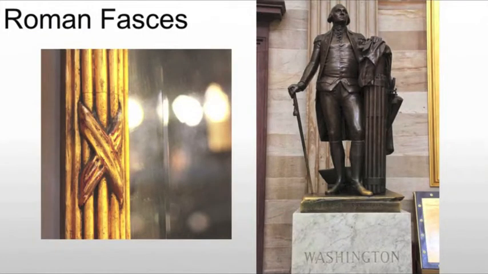Then we have the use of the Roman fasces. Now, in Rome, the fasces is a symbol of power. Here we see it in a very famous sculpture by Houdon of George Washington. He's leaning on the fasces, and they generally refer to unity. A bunch of different groups being drawn together. In the case of the United States and Washington, that's the original 13 states. In the case of the French, it's generally referring to these different classes working together.